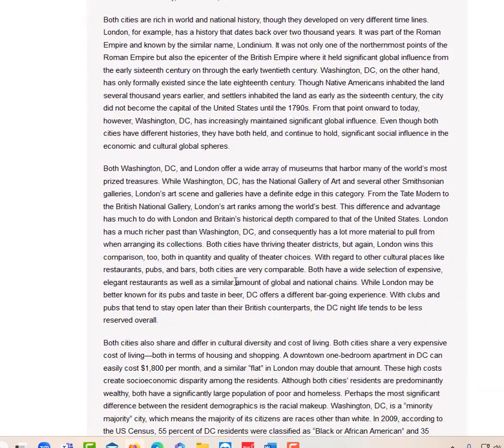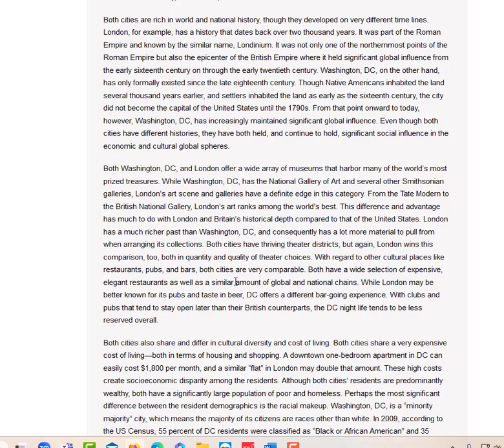Both Washington, D.C. and London offer a wide array of museums that harbor many of the world's most prized treasures. While Washington, D.C. has the National Gallery of Art and several other Smithsonian galleries, London has a definite edge. From the Tate Modern to the British National Gallery, London's art ranks among the world's best. The difference and advantage has much to do with London and Britain's historical depth compared to that of the United States.